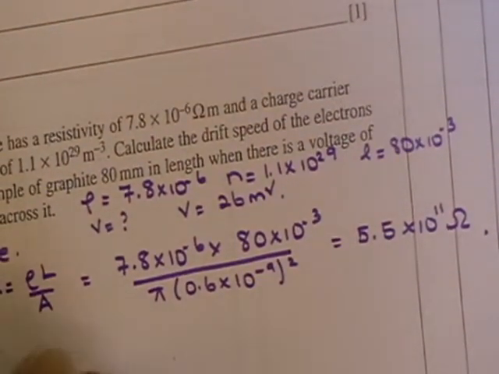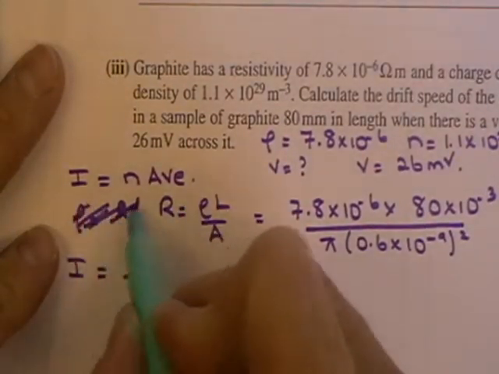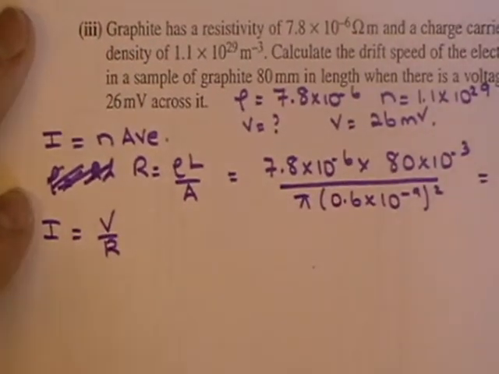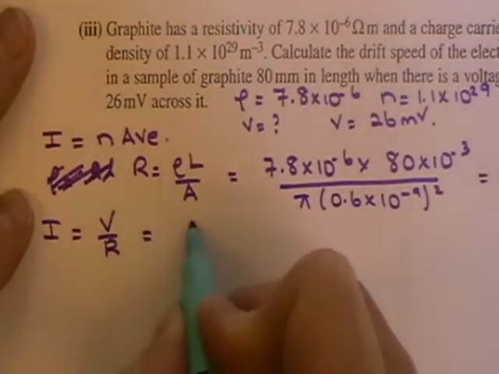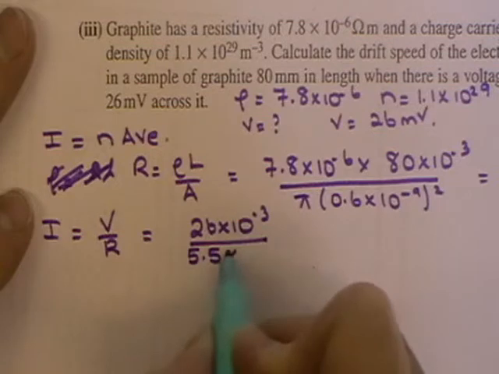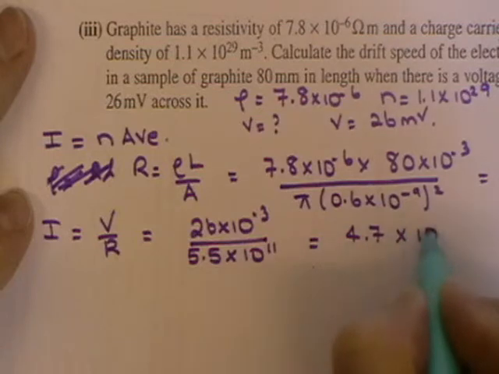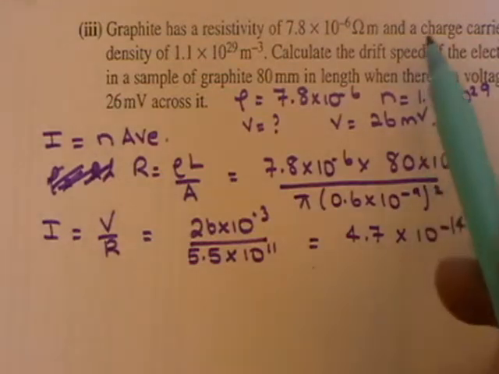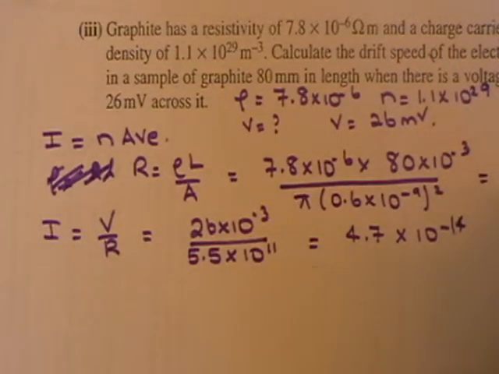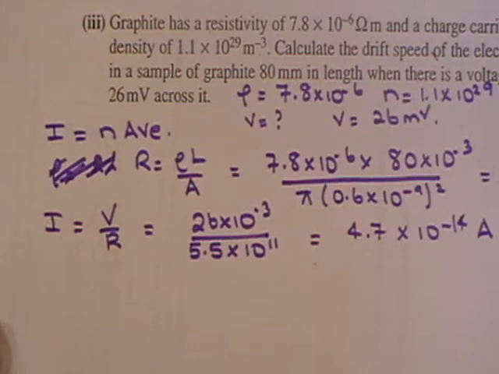So we've got resistance, and now we can calculate current. So I is equal to V over R. I could have done all of this in this equation, but there's an awful lot of numbers, an awful lot of working out. You're probably better to do it separately. So I is equal to V over R, and V is 26 millivolts, and R is 5.5 by 10 to the 11. And that comes out as a very tiny number, 4.7 by 10 to the minus 14 amps. That's not very surprising, because you're talking about graphite there, so the current's very, very small.